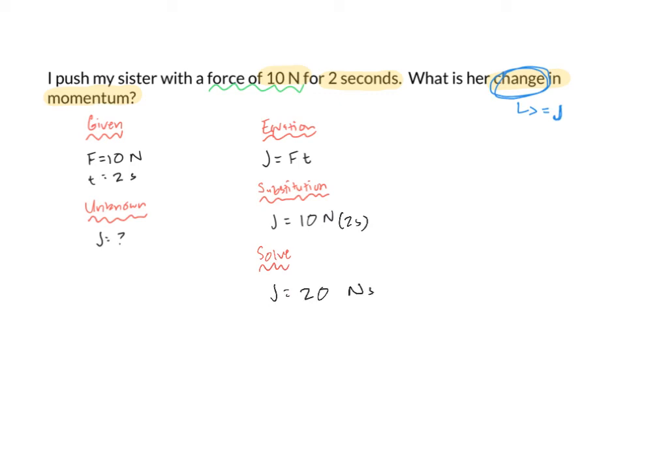And remember, our impulse is equal to our change in momentum, which I'm going to say is delta P. And there you have it, guys. You have used the impulse momentum theorem to figure out what the change in momentum is for my sister. Now it's your turn. See if you can solve this on your own. Happy solving.